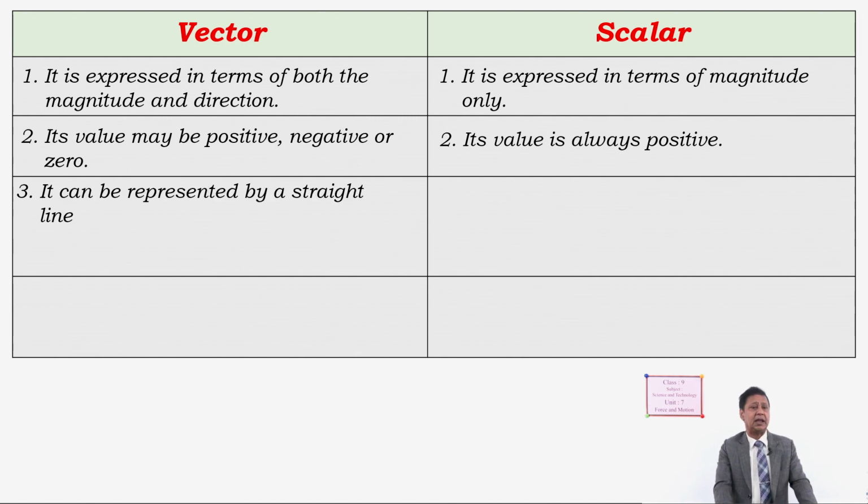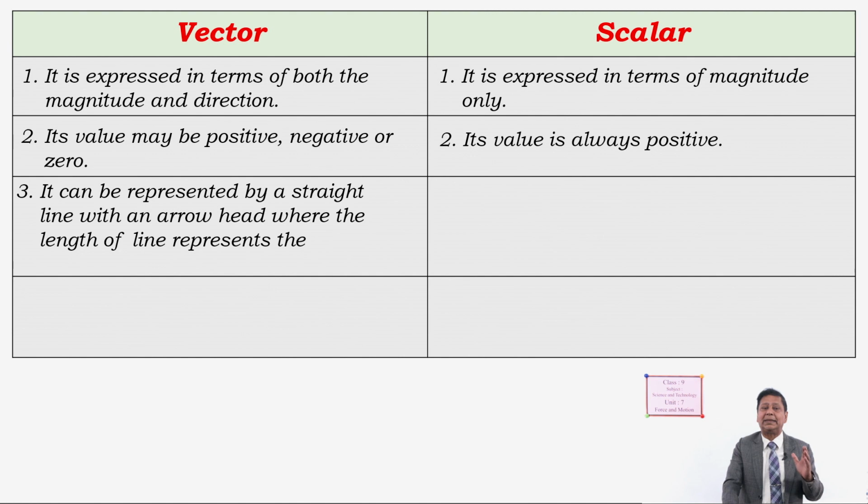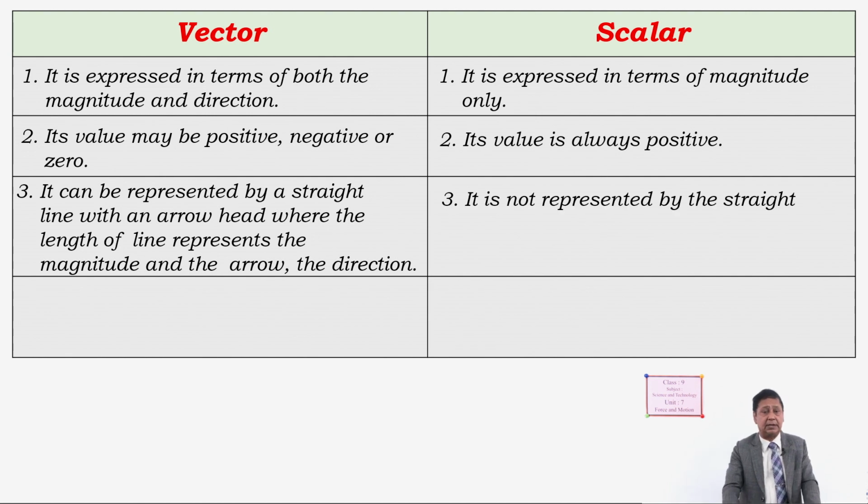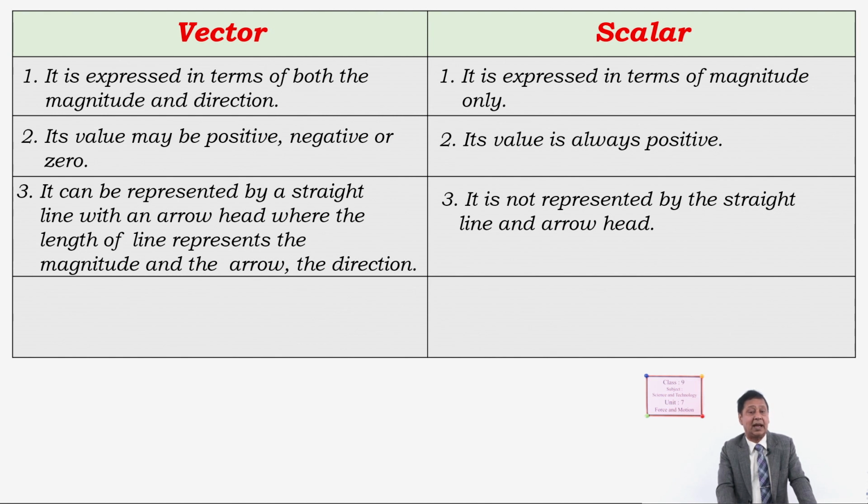Next, a vector can be represented by a straight line with an arrowhead, where the length of the line represents the magnitude and the arrow the direction. What does it mean? For example, if we have to represent 2 Newton force, then we can draw a 2 centimeter long line and an arrowhead can be given to it. The length of the line represents 2 Newton force and the arrowhead represents the direction of the force. But a scalar quantity is not represented by a straight line and arrowhead.